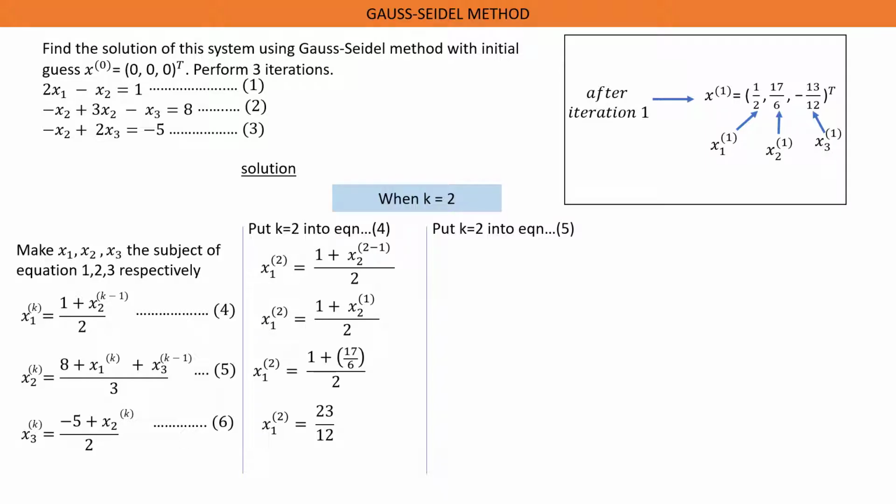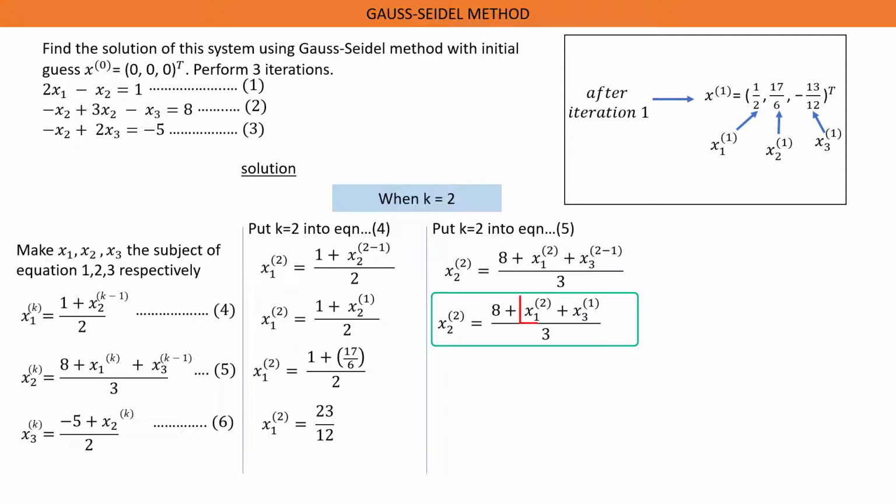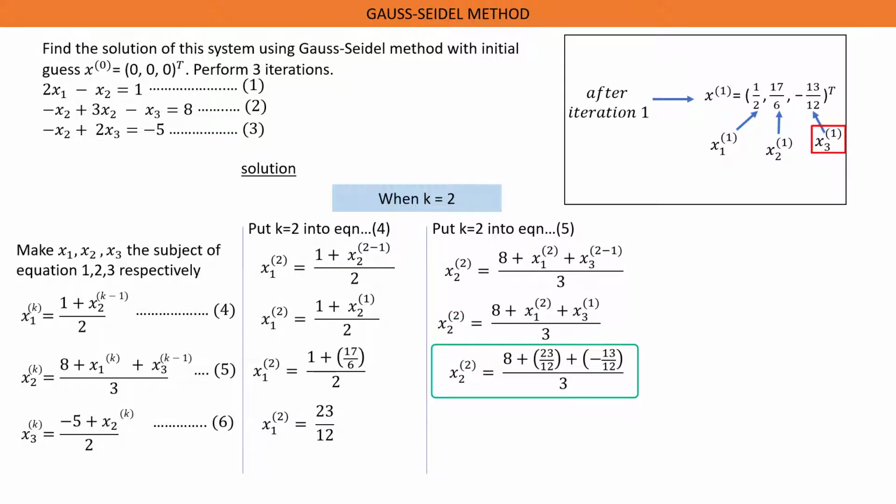Put K equals 2 into equation 5. After doing that, this is the equation we are getting. When we break this down, it will give us this equation. S1 iteration 2 is already calculated, that is 23 over 12. And S3 iteration 1 is negative 13 over 12. Putting in those values will give us this equation. Solving this will give us S2 iteration 2 equals 53 over 18.